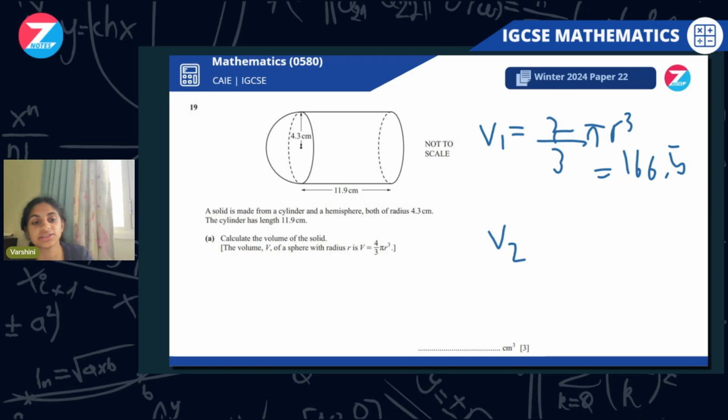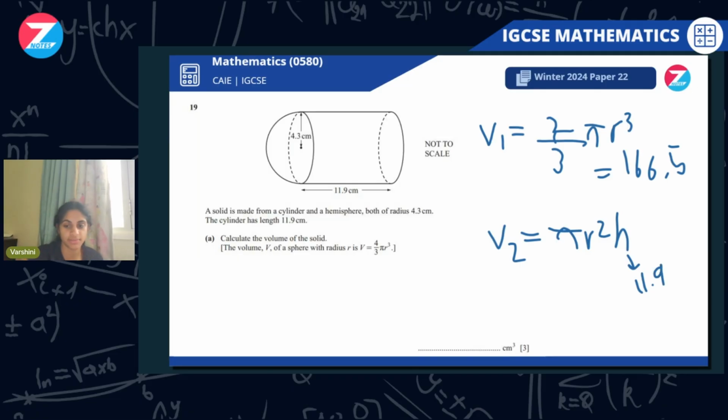So now V2 is going to be the volume of the cylinder. Here, they haven't given us the formula, but you should have this memorized. It is pi r squared h. So again, we have 4.3 and we have h, the length, which is 11.9. All we need to do is again put everything in your calculator. So pi into 4.3 squared into 11.9.